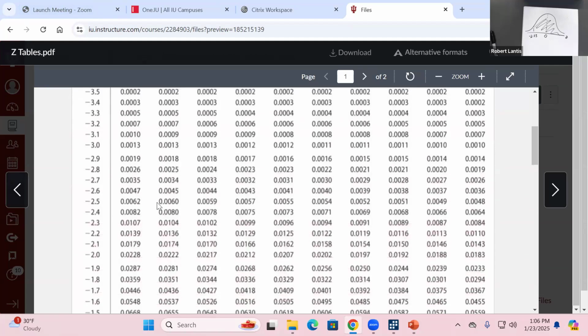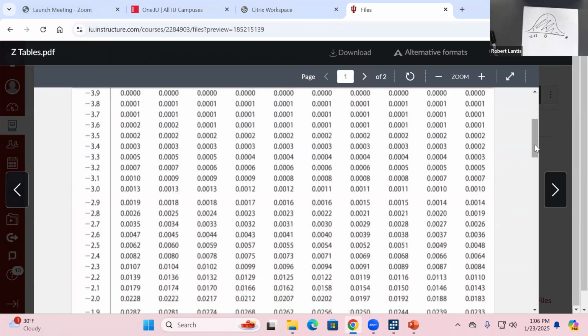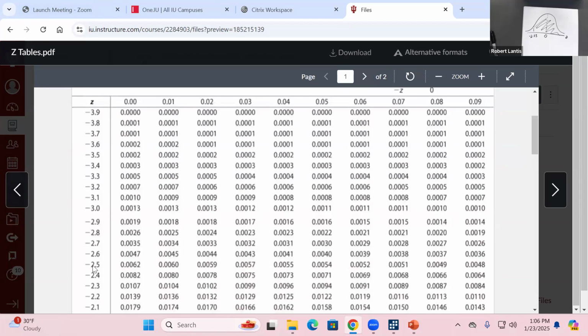So if I look up negative 2.53, the probability, or the area to the left, is 0.0057. Well, if I wanted the area to the right, what do I need to do? Subtract that from 1. So it ends up being what? 0.9943, right, which is that value that we had in the slides.